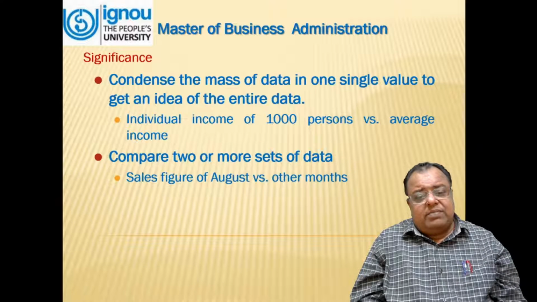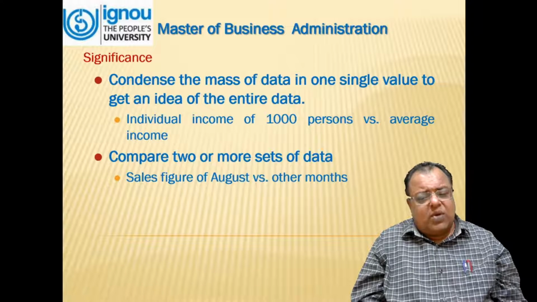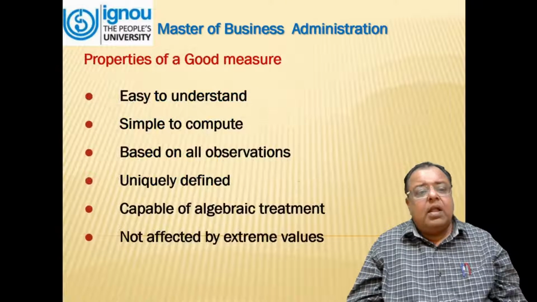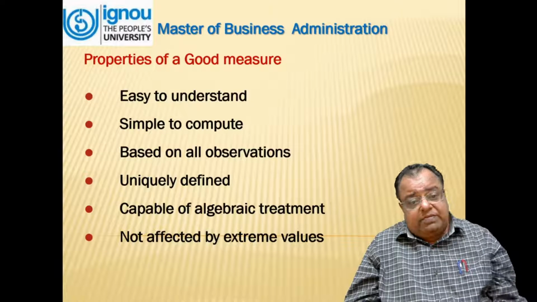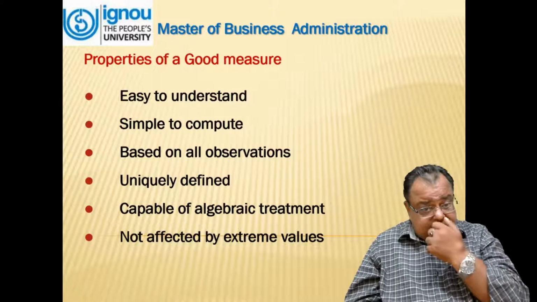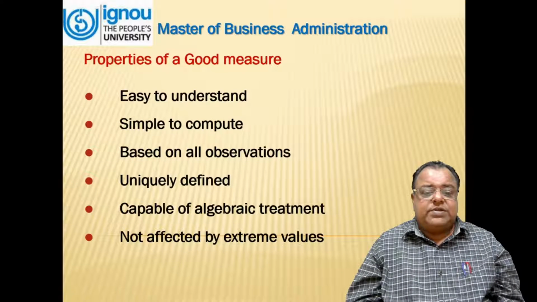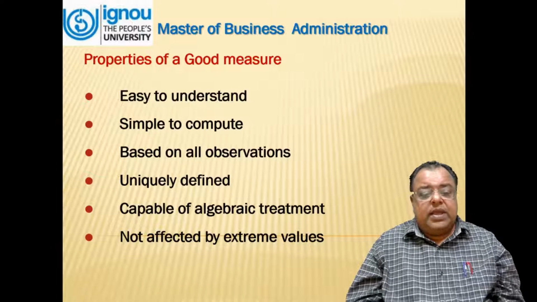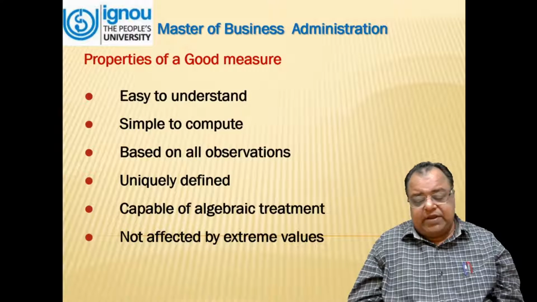Example, individual income of 1,000 persons versus average income. And secondly, it is used to compare two or more sets of data. That means sales figure of August versus other months. What are the properties of a good measure? It should be easy to understand, simple to compute, based on all observations, uniquely defined, capable of algebraic treatment, and not affected by extreme values.